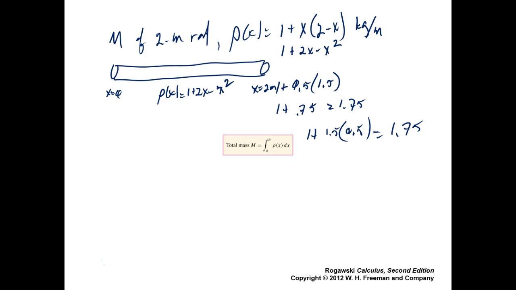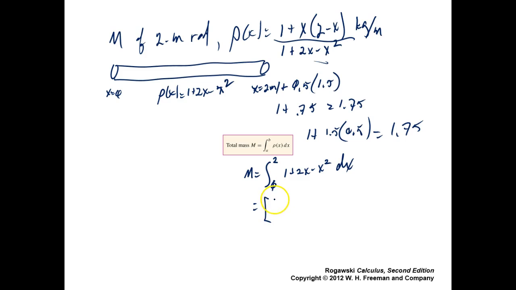Well, there's your formula. Let's plug it in. The total mass would be the integral from 0 to 2 of, you could have either put this one in, but I think it's easier just to do that one, 1 plus 2x minus x squared dx. That's then your length increment.